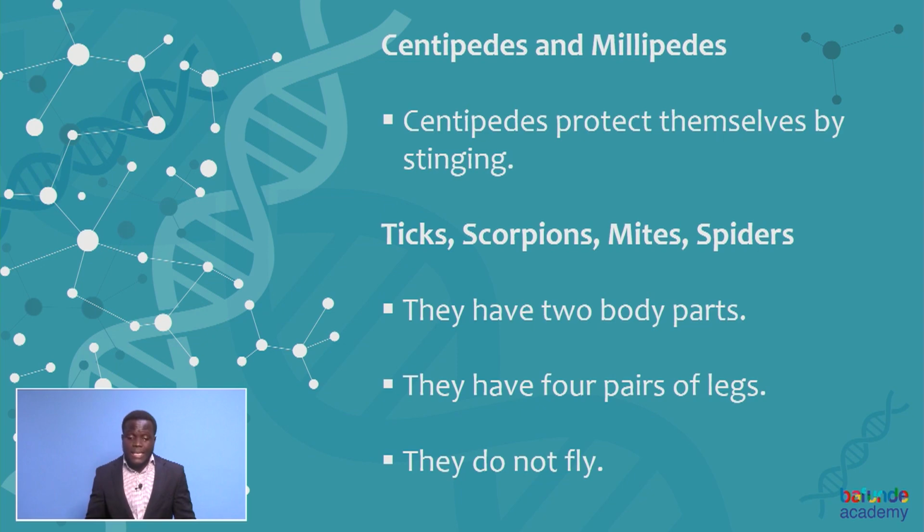And then we have ticks, scorpions, mites, and even spiders. These form this group of invertebrates. Unlike the insects, their body is divided into two parts, and they have 4 pairs of legs. But they do not have wings, so they do not fly.